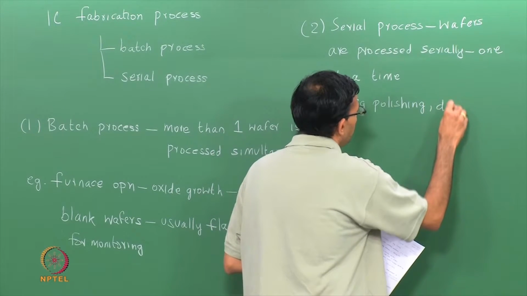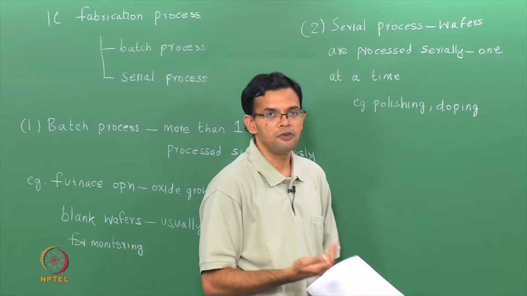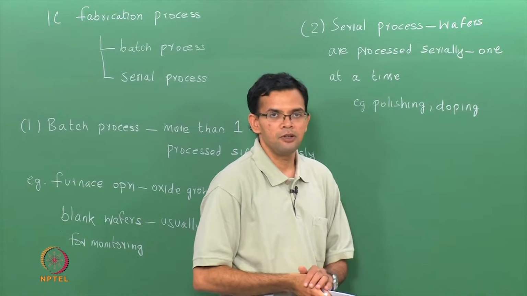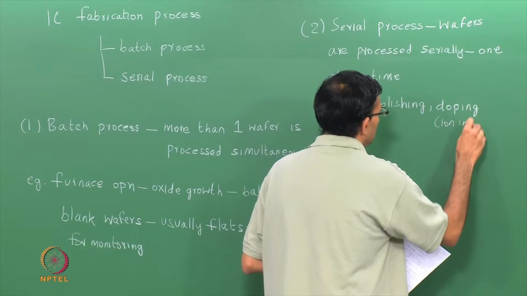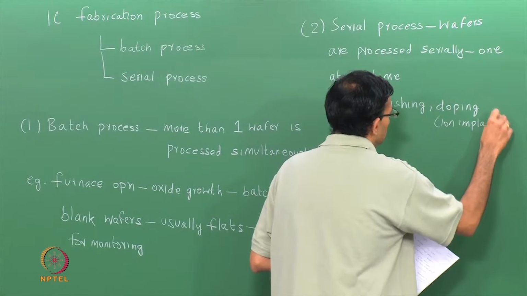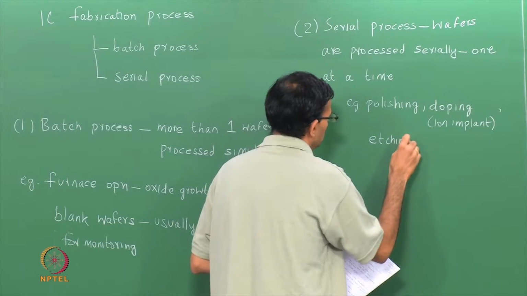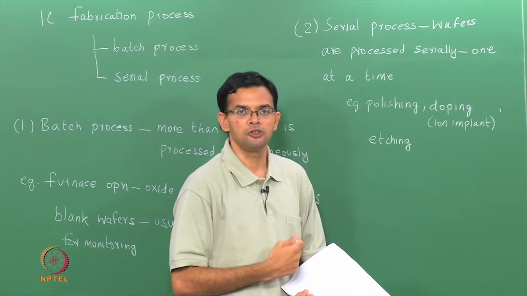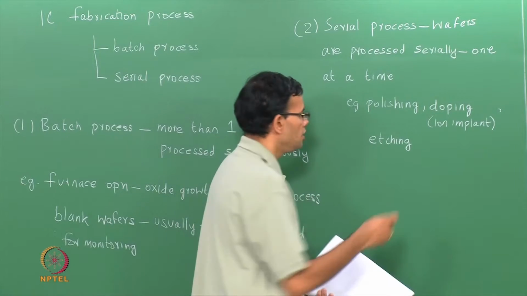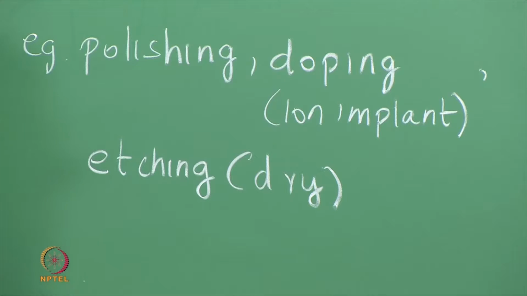Doping, if doping is carried out by ion implantation and not by thermal diffusion, that could be an example of a serial process. So, I will just say ion implantation, or etching. Again, this could be an example of dry etching. We also saw dry etching earlier. So, that is an example of a serial process.